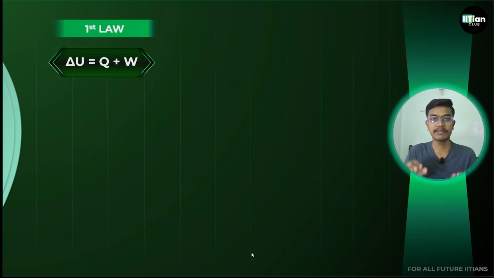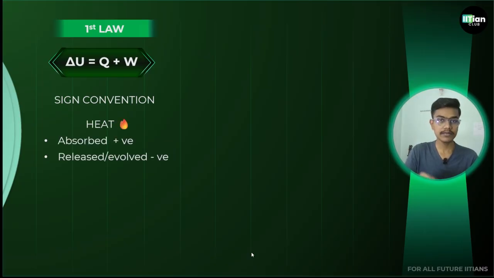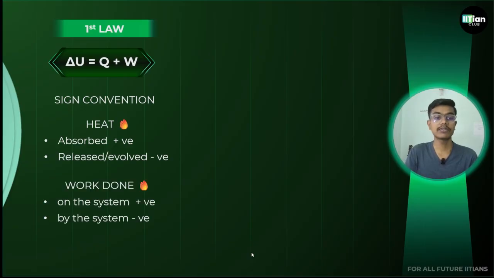The next one is the first law of thermodynamics. It is the energy conservation law, and in mathematical terms it is given as delta U, that is internal energy, is equal to Q plus W. Q is the heat and W is the work done. And the sign convention over here is: heat, if it is absorbed by the system, is positive, and if it is released by the system, is negative. Note that work done on the system is positive over here, and by the system is negative. In physics it is opposite.